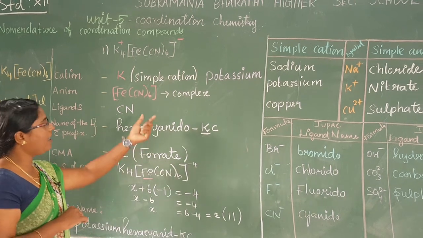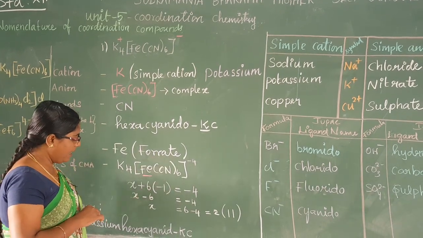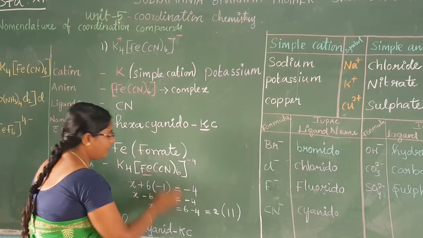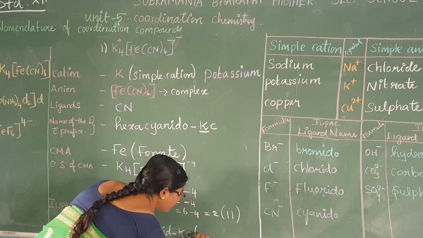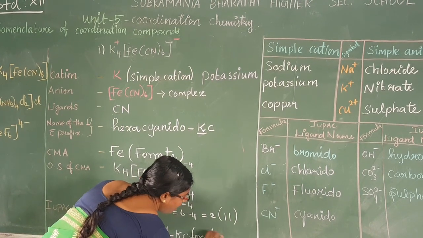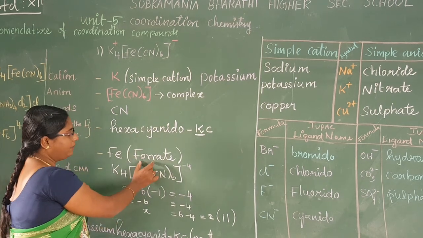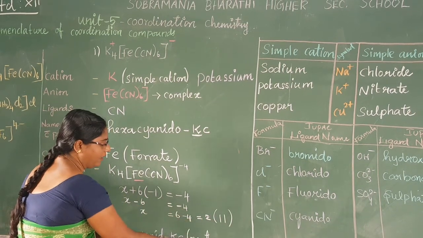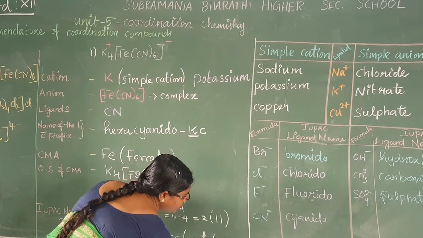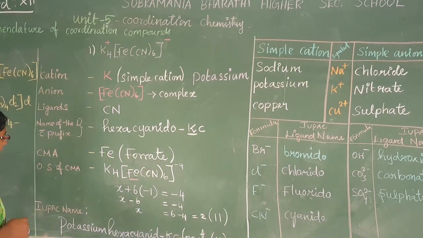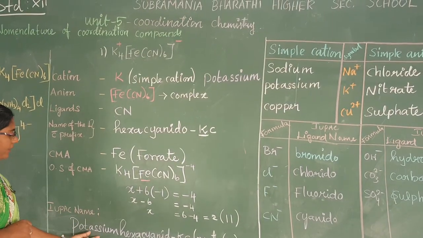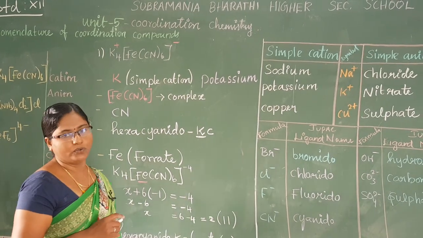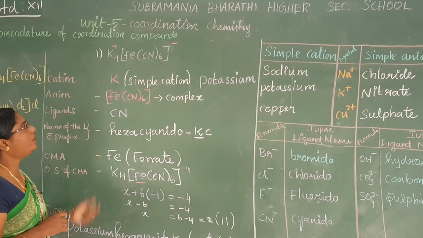I have written the central metal atom name. Since it is an anionic complex, I will write ferrate. So I have named the ligand, then go for the central metal atom. I have named here ferrate. Once you write the central metal atom name, you have to write the oxidation state of the central metal atom. After writing ferrate, I am writing (II) here. So what is the IUPAC nomenclature of this complex? Potassium hexacyanidoferrate(II). Okay. So this is the IUPAC nomenclature of this compound.